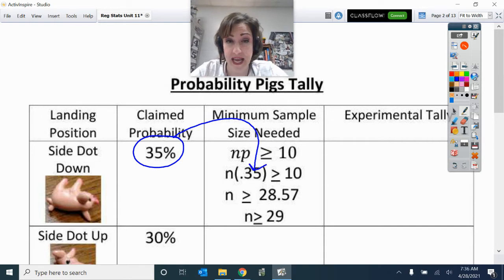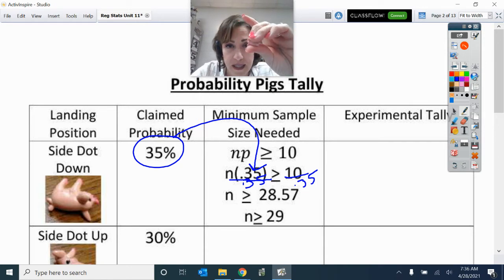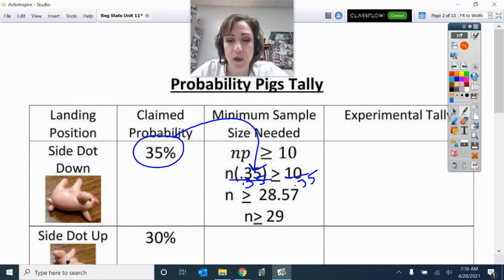it has to be greater than or equal to 10 to be large enough to make a sampling distribution that's approximately normal. So then we'll algebraically solve. I would divide by the 0.35 on both sides. So 10 divided by 0.35 is 28.57. Well, you can't roll the little piggy 28.57 times. So we have to round up because that's at least that many. So 29 is the minimum amount of times that you have to roll this pig to get a representative sample of what it's going to do.